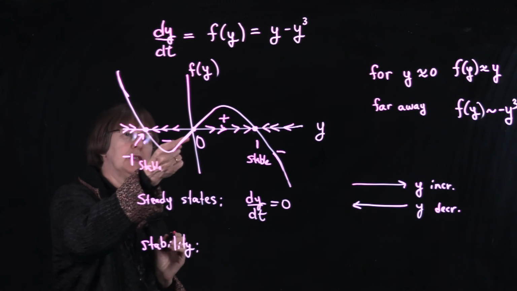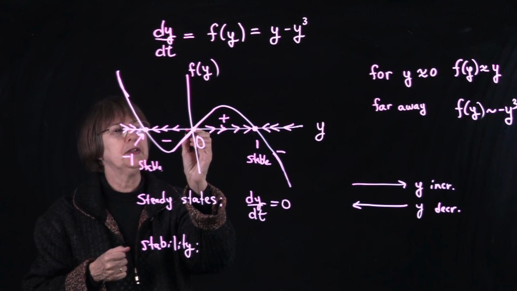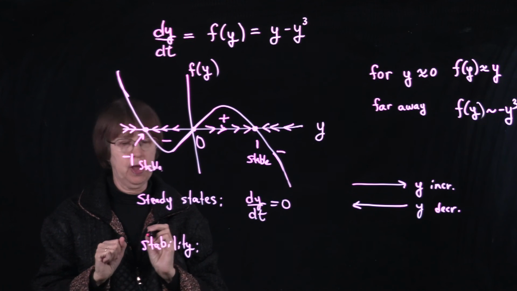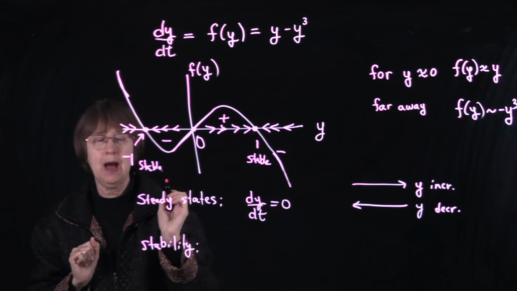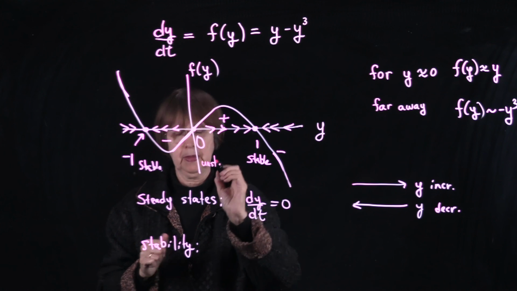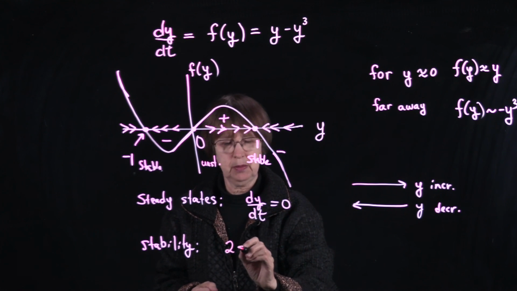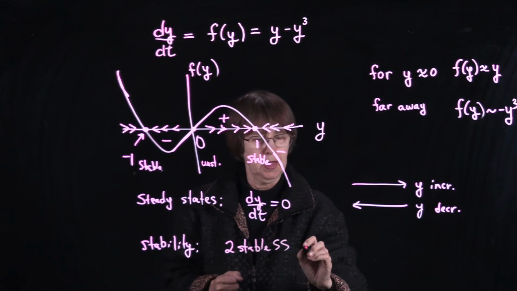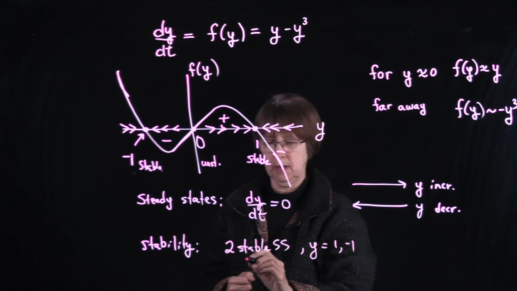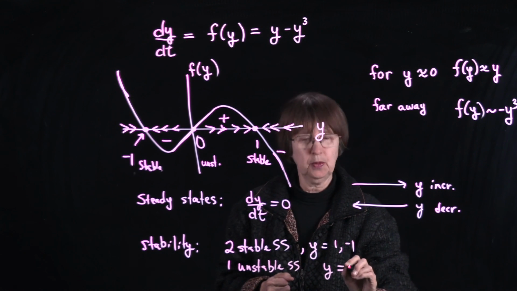On the other hand, let's see what happens close to 0. If we look close to 0, then initial conditions near here diverge. They get farther and farther away from 0. And when that happens, we say that this steady state is unstable. So altogether, we found that there are 2 stable steady states at y equals 1 and minus 1, and 1 unstable steady state at y equals 0.